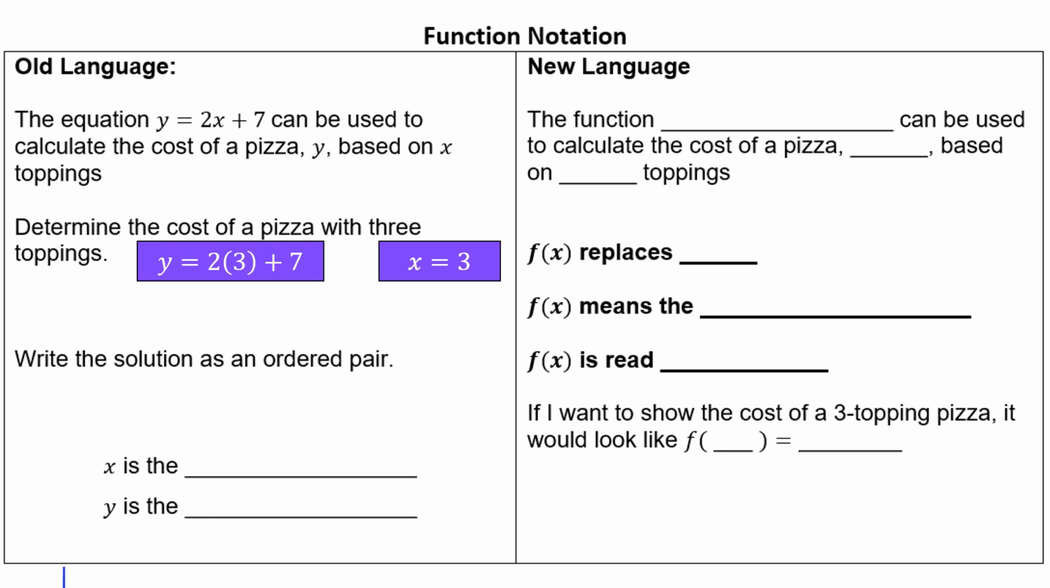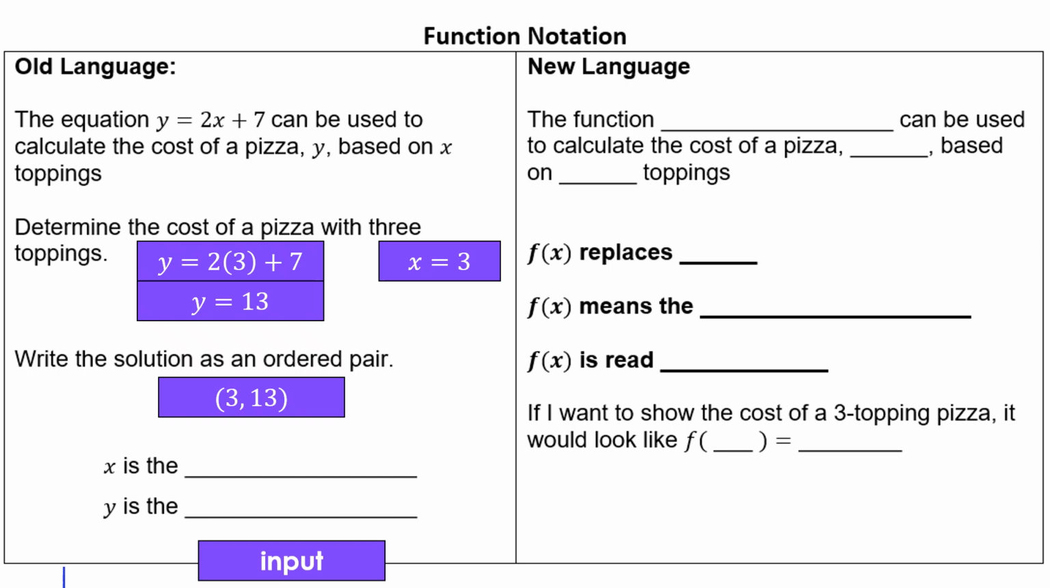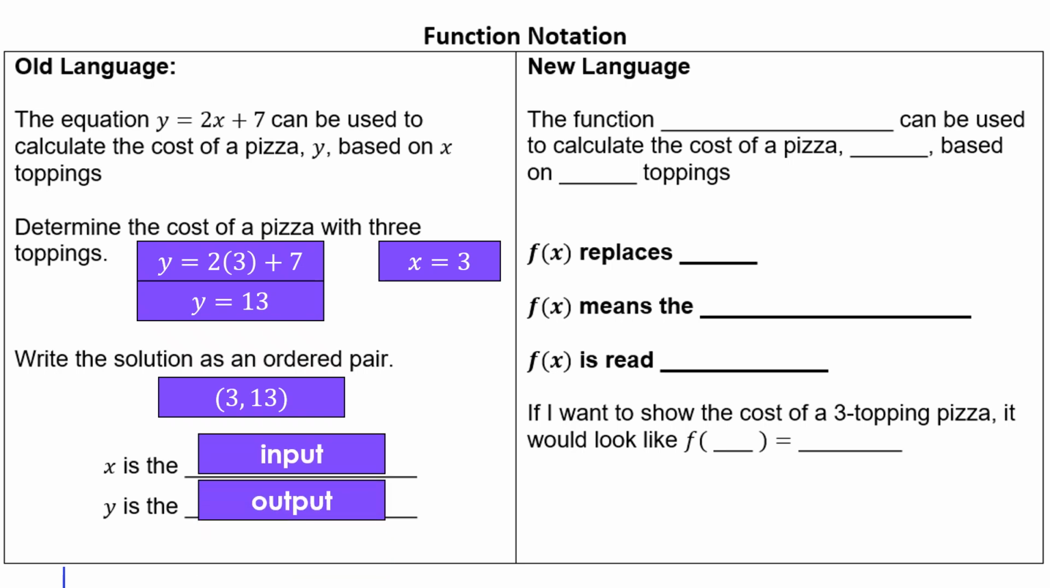So I have y equals 2 times 3 plus 7. That means that y equals 13. So the cost of a pizza with 3 toppings is $13. As an ordered pair, that would be (3, 13). Now, remember from when we talked about functions that x is the input value and y is the output value. So you're putting something into a function and getting something out. So in this case, we're inputting 3 into our equation or our function, and we are getting 13 out.